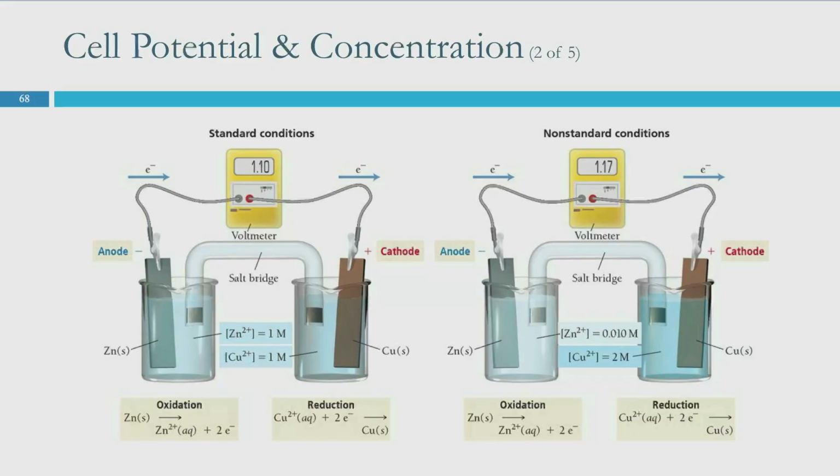That's assuming that everything goes perfectly. If we change our conditions so they're not standard, with those concentrations that we were looking at, we get a higher voltage, 1.17 volts.